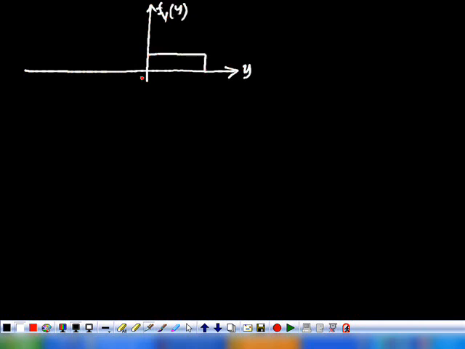So again plot it. Again plot the two functions. This is y, fy of y, which is equivalent to 1 by 2 from 0 to 2. This is 1 by 2. And plot fx of z minus y also.